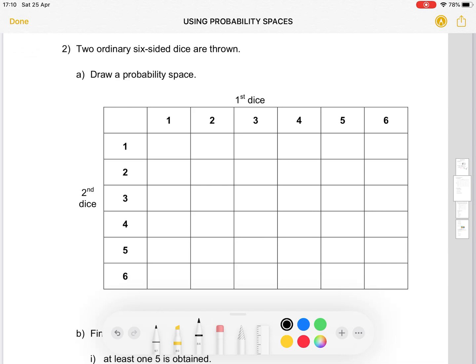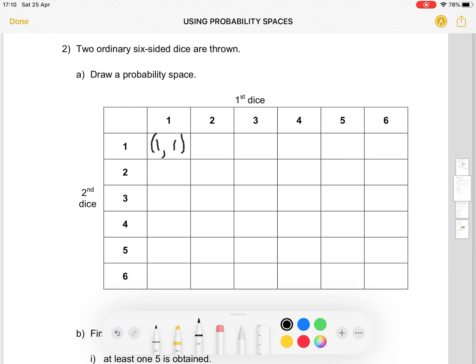In the first column, I'm starting with the columns because there is my first dice. The first one under the column of 1, from the first dice landed on a 1, whereas the second landed on a 1 as well.